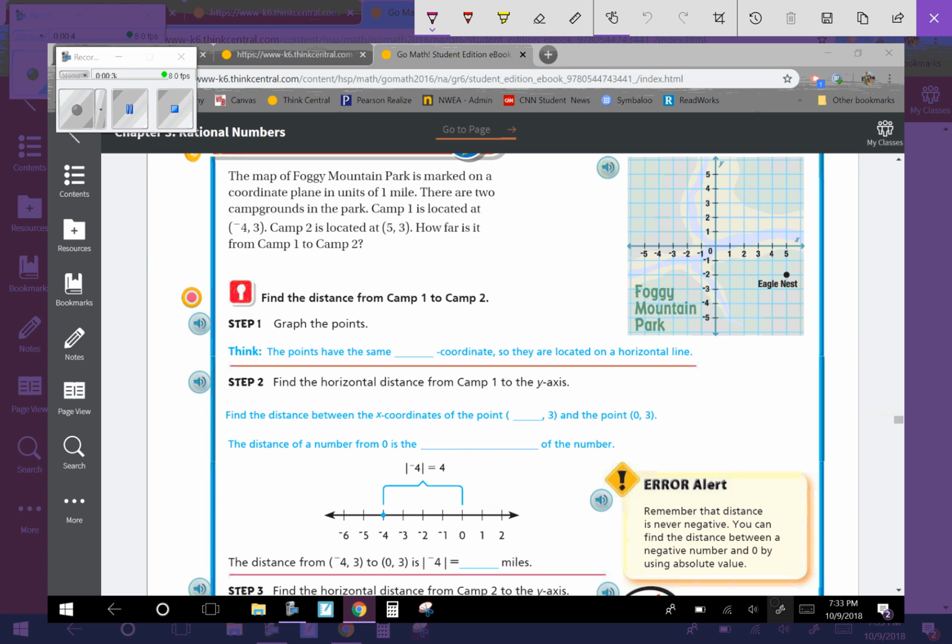So our first step to find the distance from Camp 1 to Camp 2 is to graph the points. So I need to think that the points have the same what coordinate? They have the same y coordinate because they're both 3. So they are located on a horizontal line. Then when I graph those points, I'm going to start at 0, 0 and go left 4 and up 3. And then that's Camp 1. And then Camp 2 is to the right 5 and up 3.